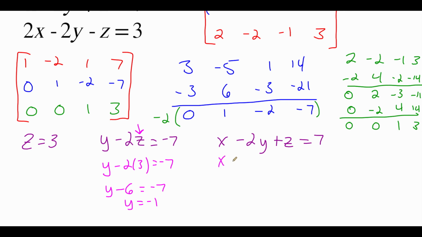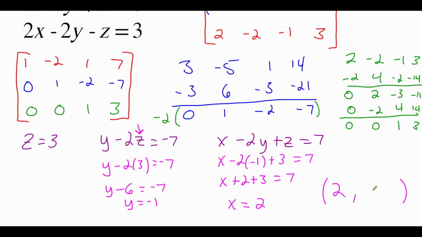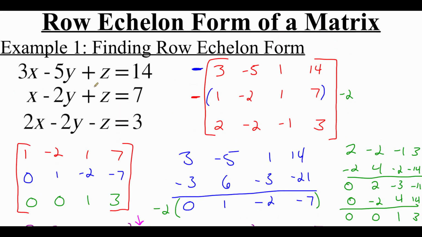So this would say x minus 2 times -1 plus 3 equals 7. -2 times -1 is +2, so x plus 2 plus 3 equals 7. 2 plus 3 is 5, and if I subtract that 5 over to the other side, I get x equals 2. Now we've got the solution to our system of equations. Our x value is 2, our y value is -1, and our z value is 3. So I'm going to write that as an ordered triple. My x value is 2, my y value is -1, and my z value is 3. So that's the solution to this original system of equations that we were working with.